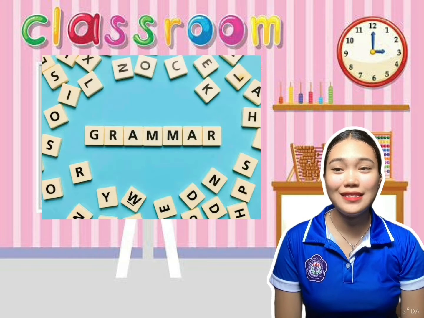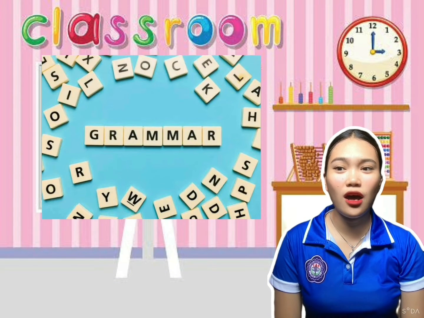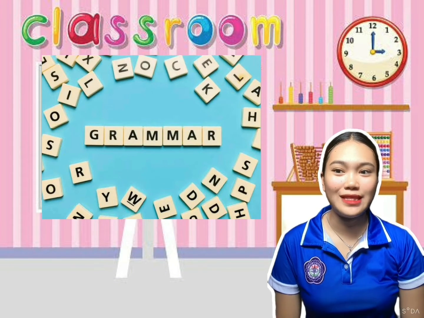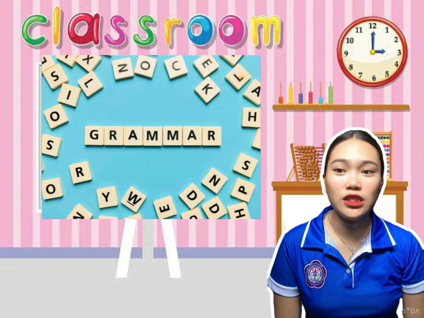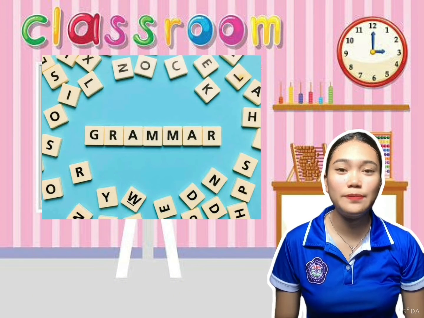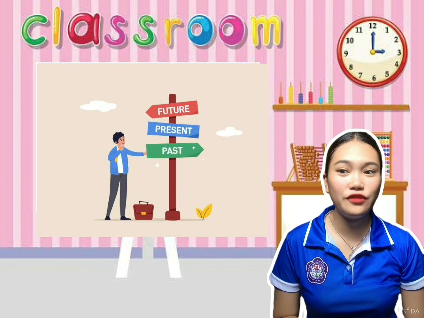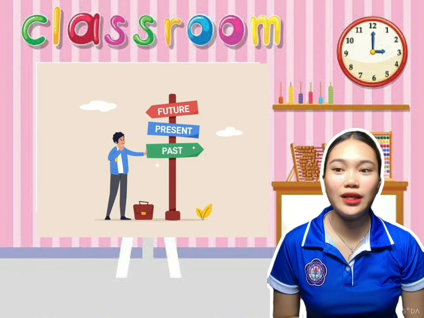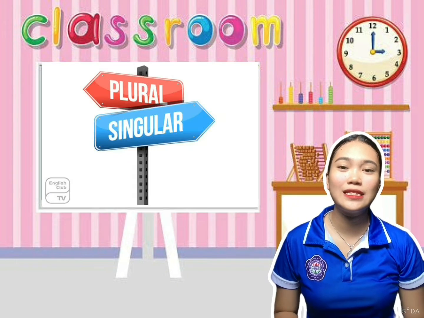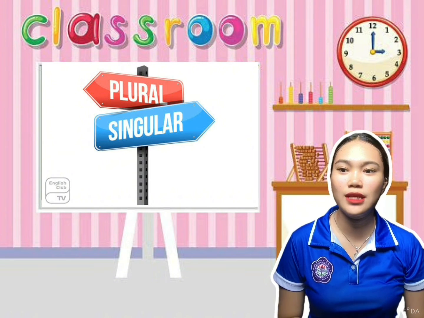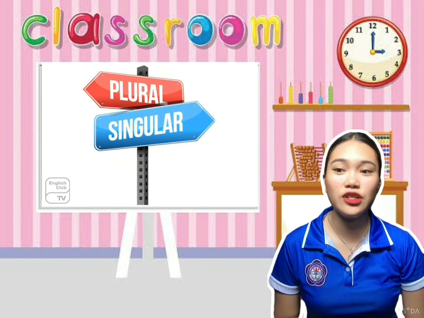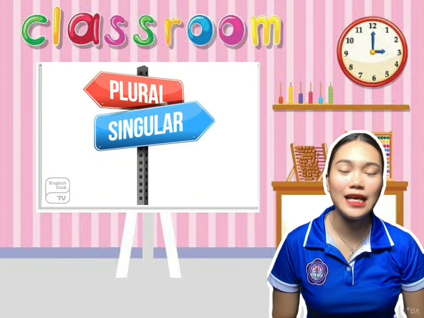So, grammar is the collective term for all of the laws that govern the way we use language. It entails understanding the differences between past, present, and future tenses. It also recognizes the distinction between singular and plural nouns, recognizing the proper construction of sentences and more.